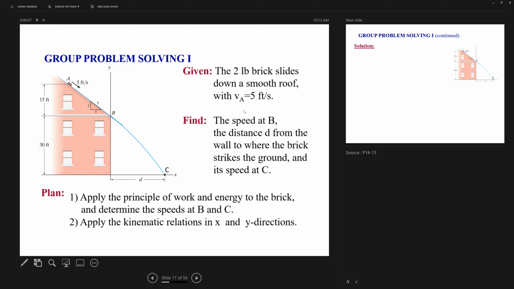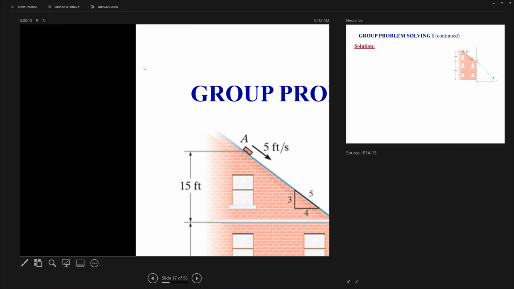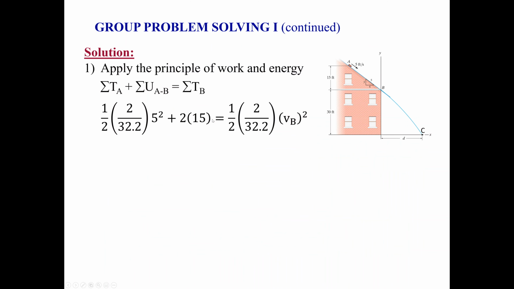So it's good to spend some time and really think about your approach, how you would do that. So first part, apply the principle of energy, come up with an equation that gives us our velocity at point B. Now, this is our velocity off in this direction, so we could break this up into our x and y components. 4 over 5 times VB gives us our x, and the 3 over 5 gives us our y component. So here's our unknown velocity. Solving this equation, you come up with 31.48 feet per second.